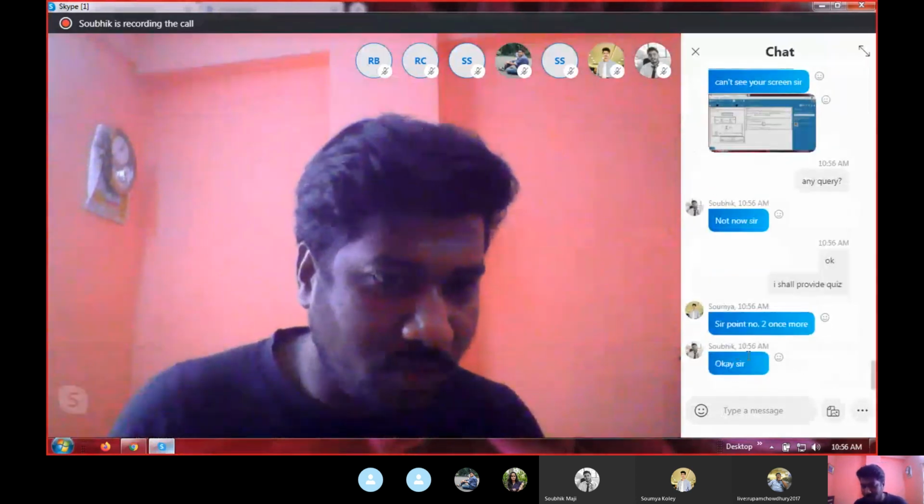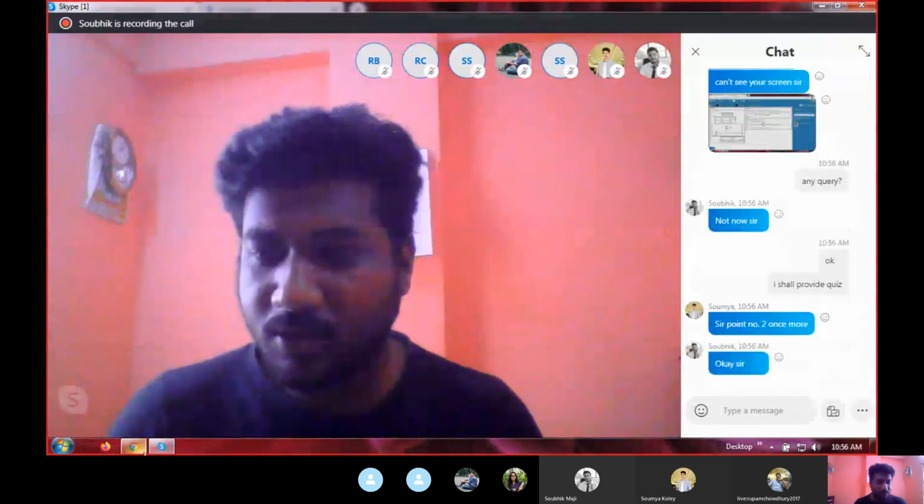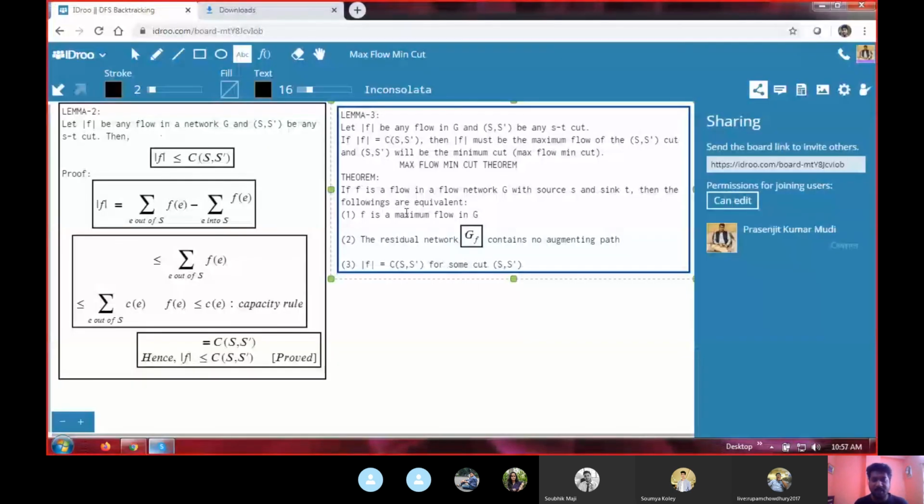Sir, point number 2 once more. Oh, point number 2 is nothing. The residual network GF will not contain any augmenting path. So if F is the maximum flow in G, then I can also say that the residual network GF will not contain any other augmenting path available. And we can also say that that flow will be capital C of S comma S prime for some cut S comma S prime. So these three statements are equivalent.